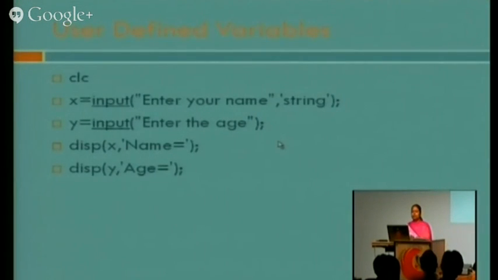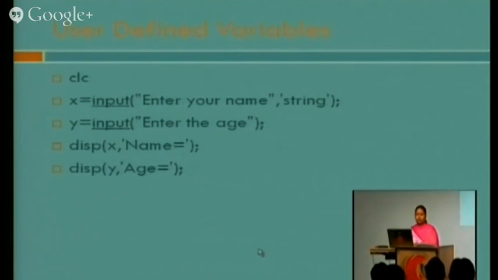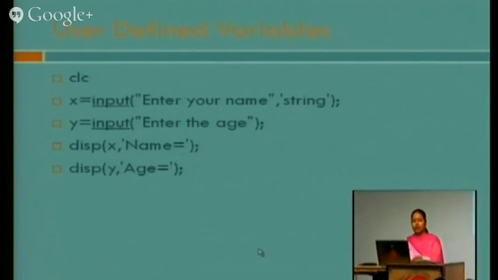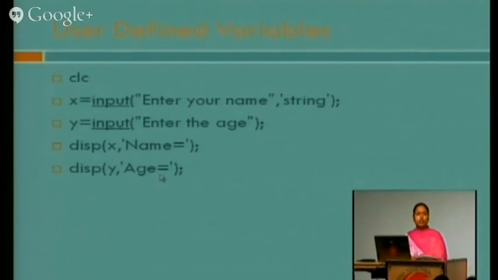Similarly, y is equal to input, enter the age, right? When you enter the age and then display y, here I have also written age equal to, so the answer will be displayed like this: age equal to whatever age you have entered, right?